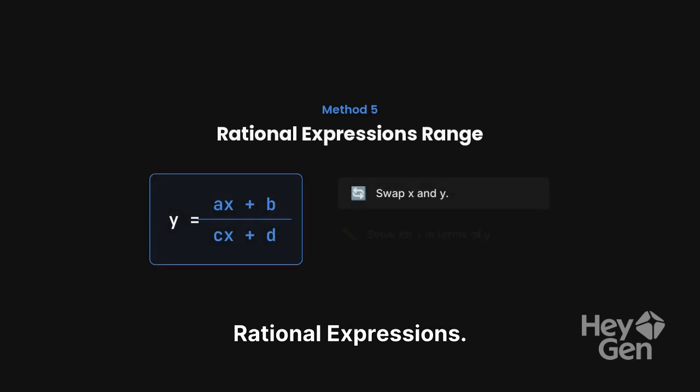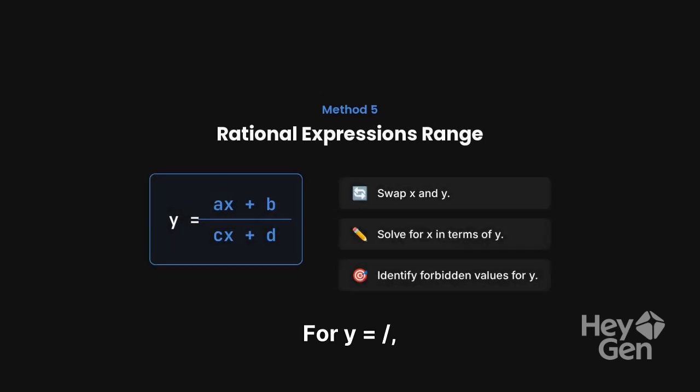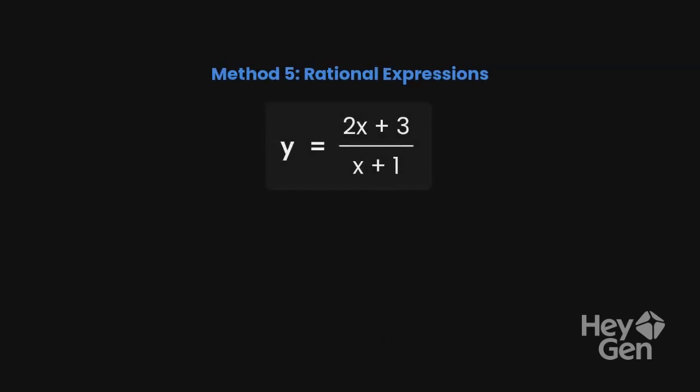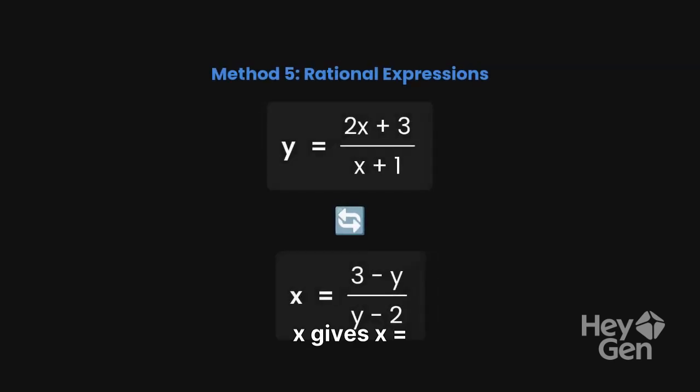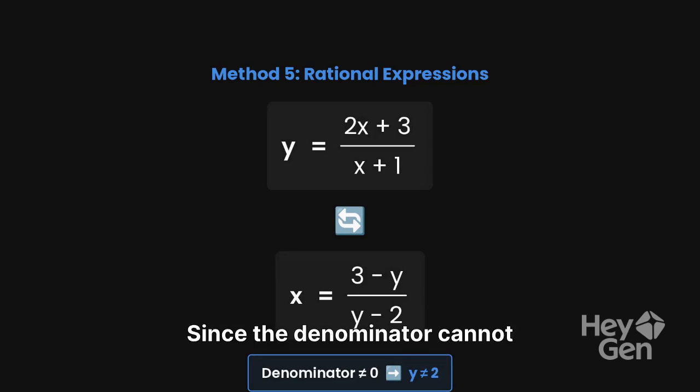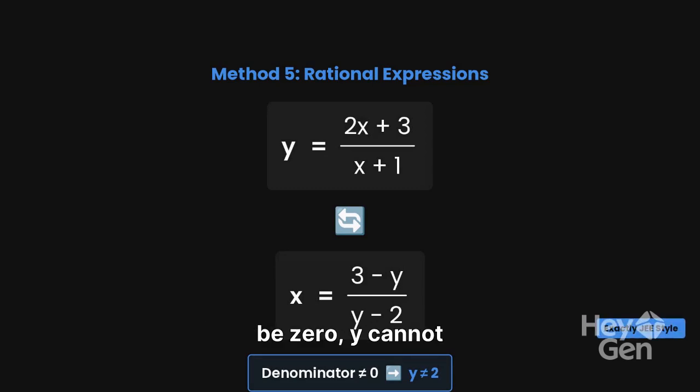Method 5 is for rational expressions. For y = f(x), swap x and y, solve for x, and identify forbidden values. Swapping and solving for x gives an expression for x in terms of y. Since the denominator cannot be 0, y cannot be 2. So, the range is all real numbers except 2. This is exactly JEE style.